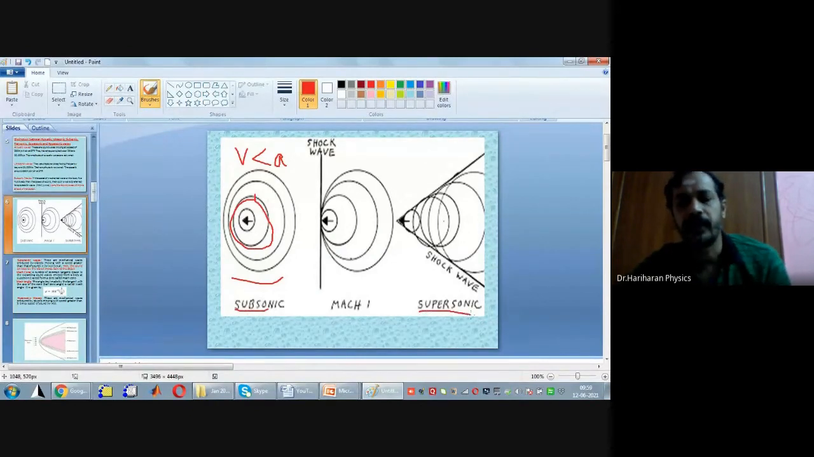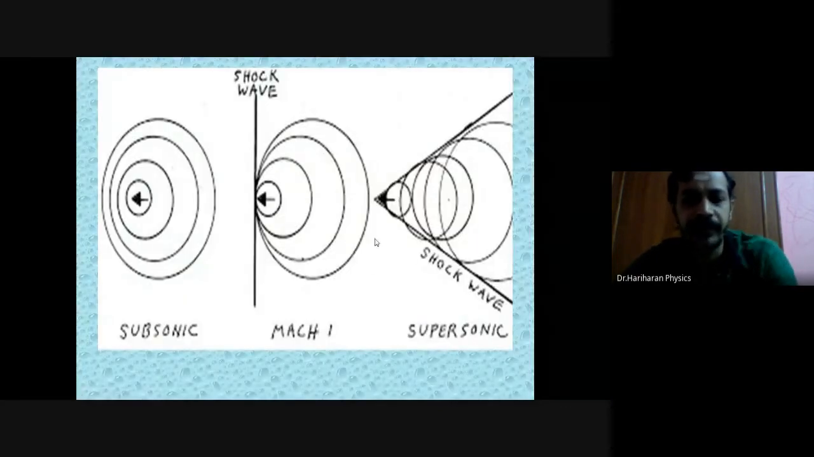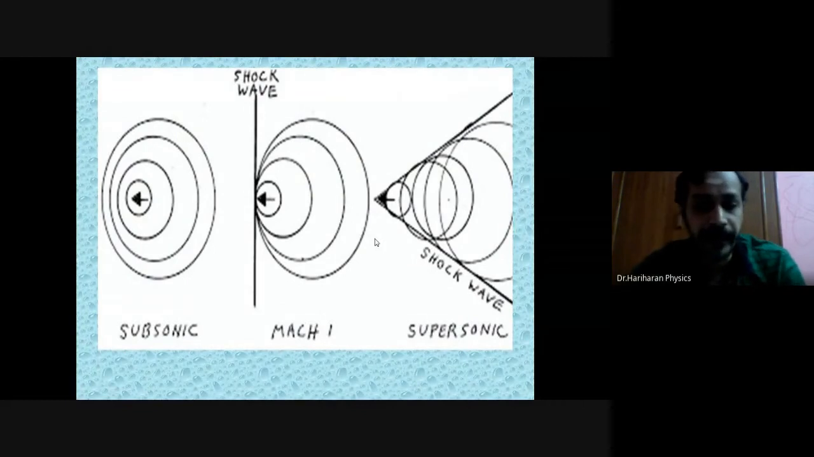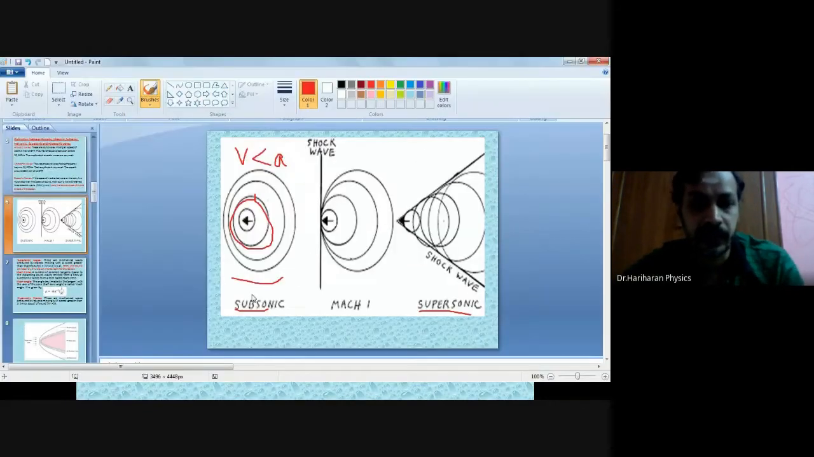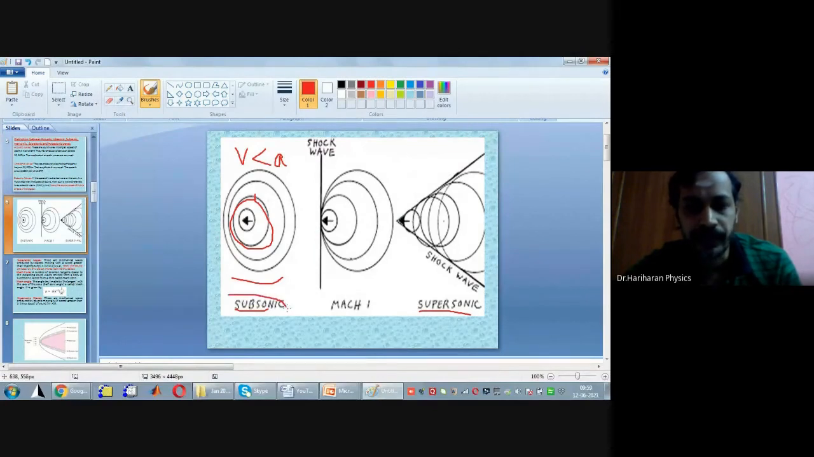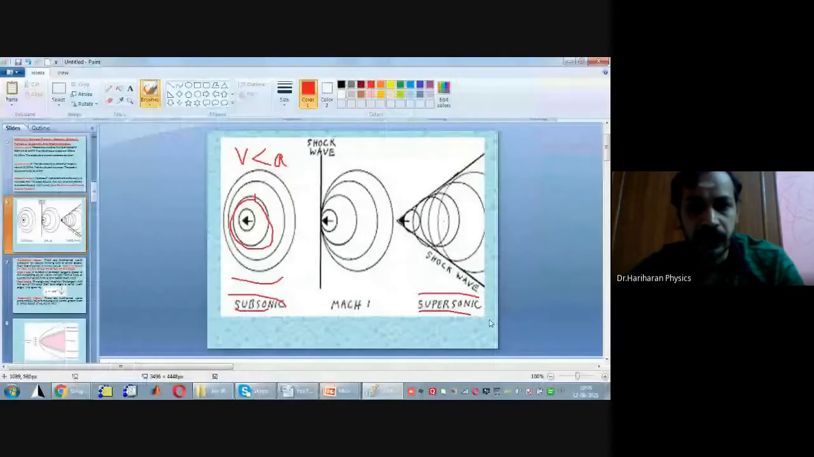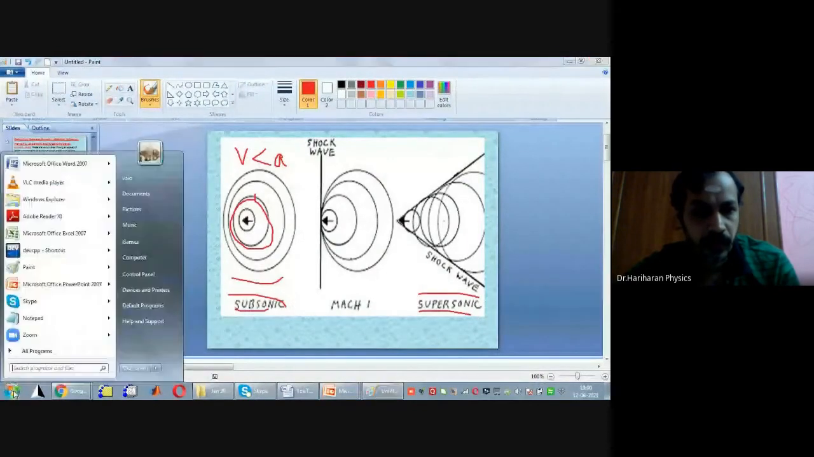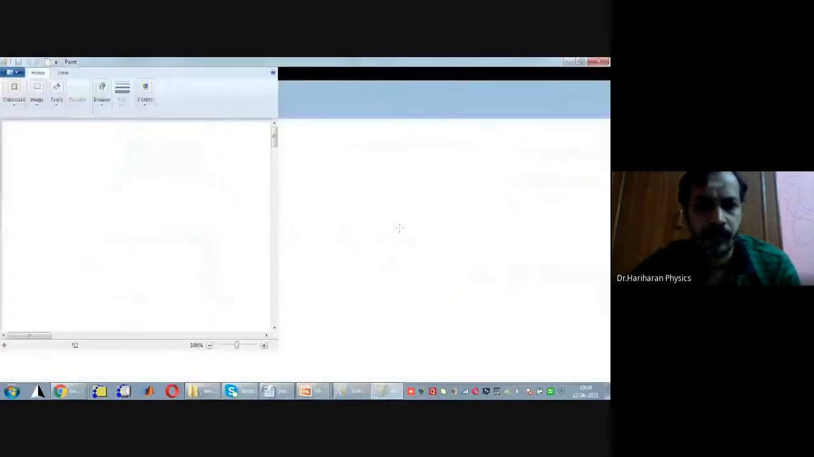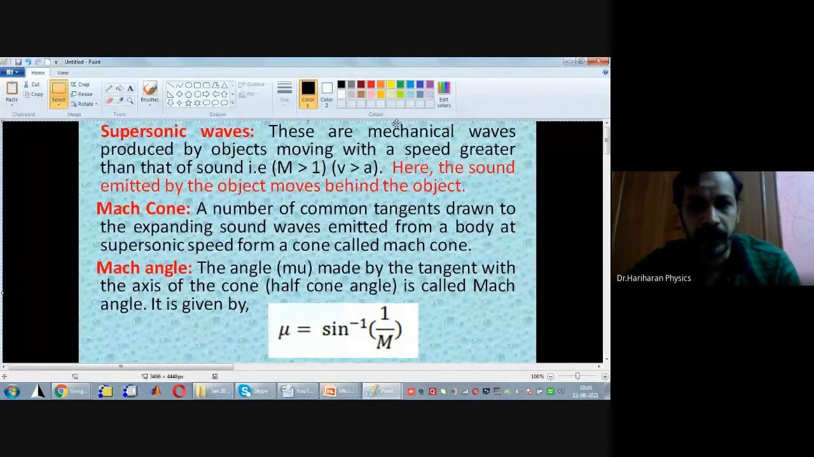Let us look at the definition of supersonic waves, and then I will talk. The same thing is what I have pasted in the paint. So this is subsonic waves, this is supersonic waves. What are supersonic waves? For example, if I copy this and put it in, I think now it is visible. So what are supersonic waves?